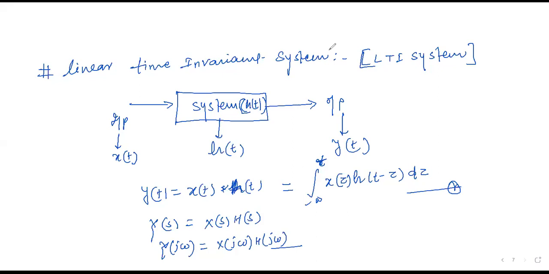Now, my dear friends, what should be the conditions for the system? What are the properties of the systems? So let's discuss the different types of properties of your system. There are various types of systems, and first is your linear system.